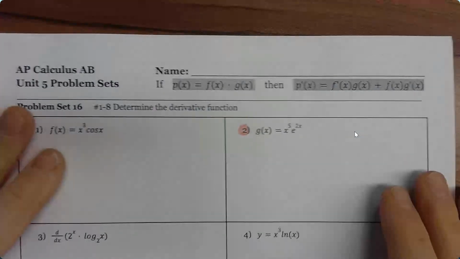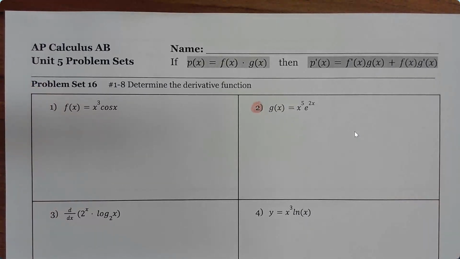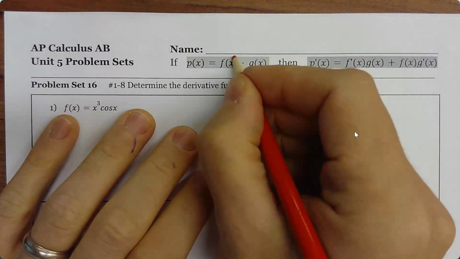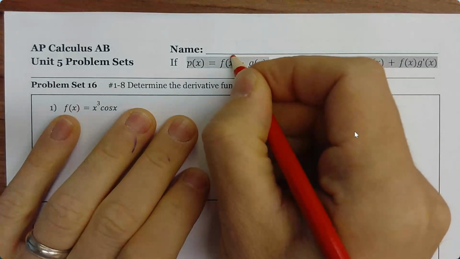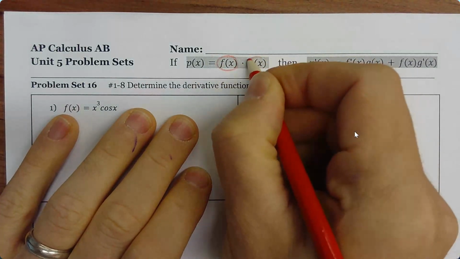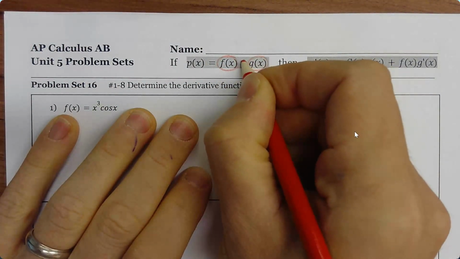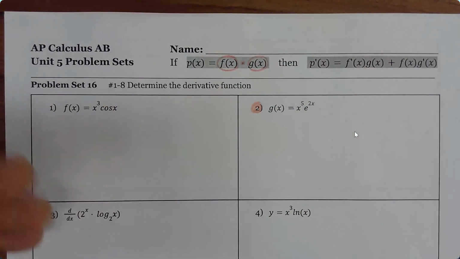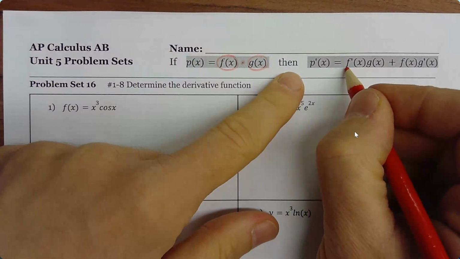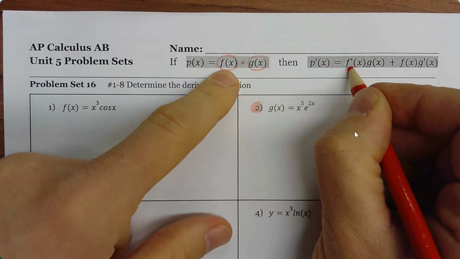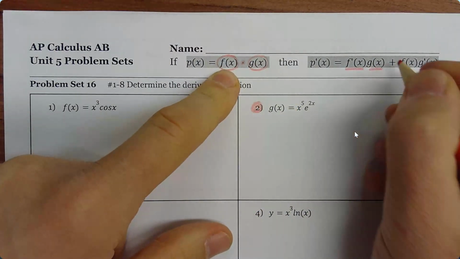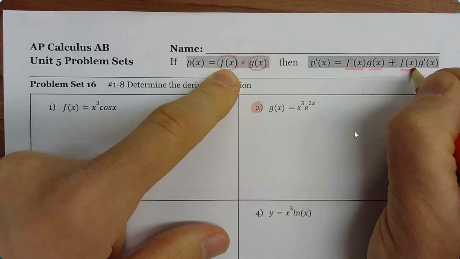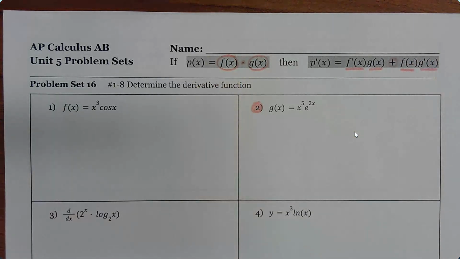Let's talk a little bit about the product rule. Curiously, when you have a function that is multiplied by another function, you can't just take the derivative of both of them and call it a day. The product rule goes a little something like this. You take the derivative of the first one, you multiply it by the second, plus the first one multiplied by the derivative of the second.